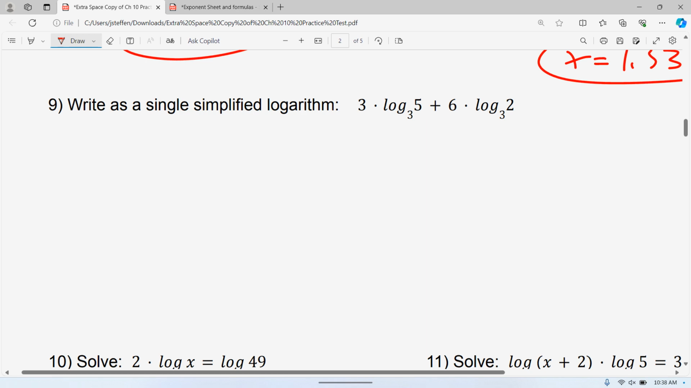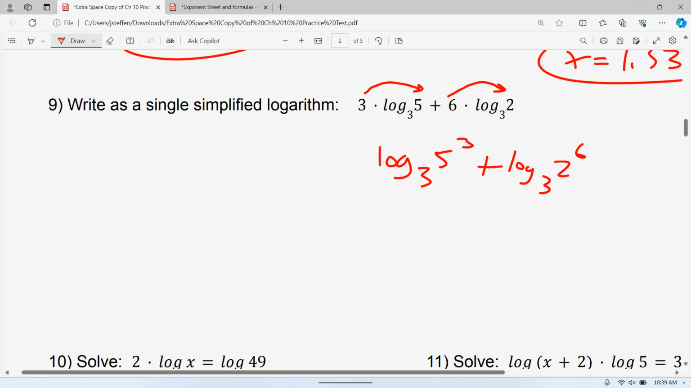Next one, number 9, we're writing this as a single logarithm. So the first thing we need to do is take the 3 and put it up, and the 6, put it up. When you do that, you're putting it up as an exponent. There's a lot of people on the quiz that had 15 here, taking 3 times 5. No, it is 3 raised to the 5th power, 5 raised to the 3rd power. Close. 5 raised to the 3rd plus log base 3 of 2 raised to the 6th.